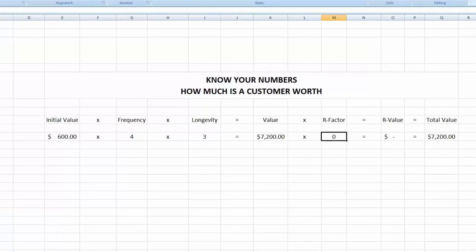The last thing that we have here is called the R factor, and that is a referral factor. Most people in this business make most of their money from referrals. A lot of you out there that are listening don't even have a website. Maybe you have a Facebook page, but in the end, most of your business comes from one person telling another. So we've developed a scale from 0 to 0.5 as the R factor: how likely is this customer to recommend somebody new?